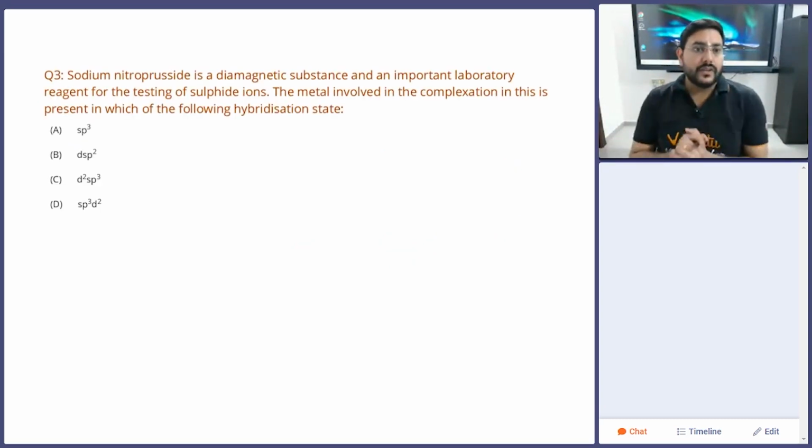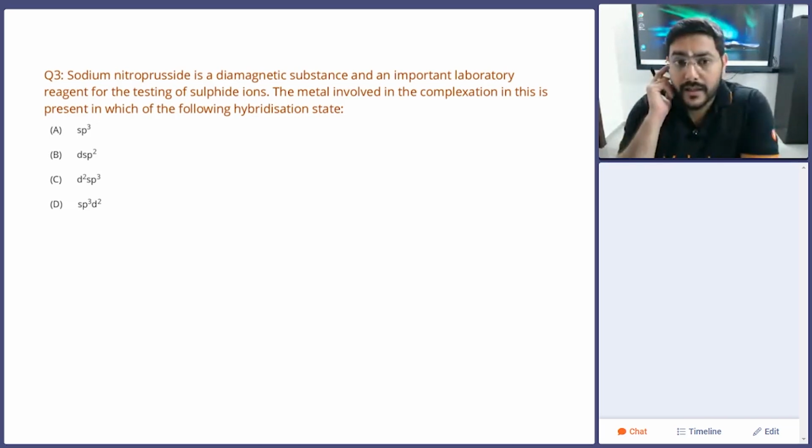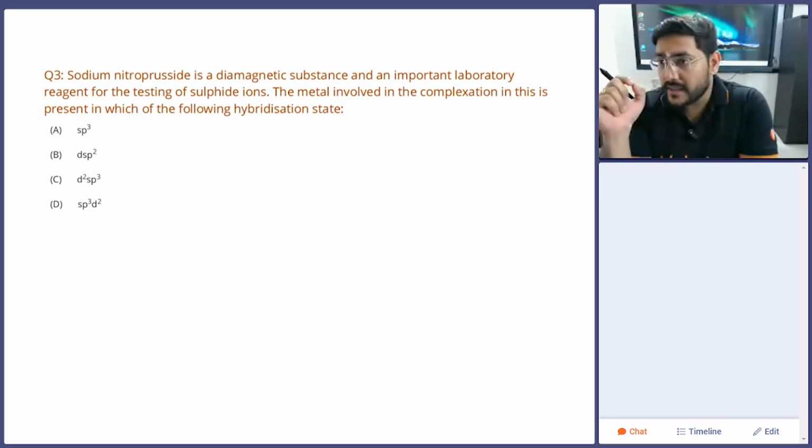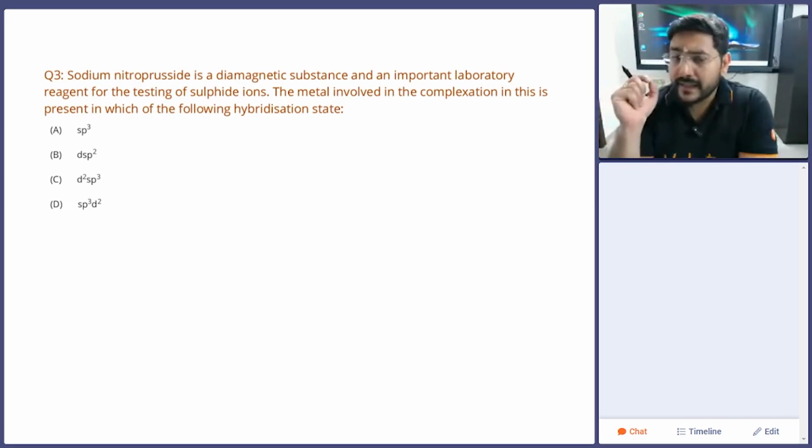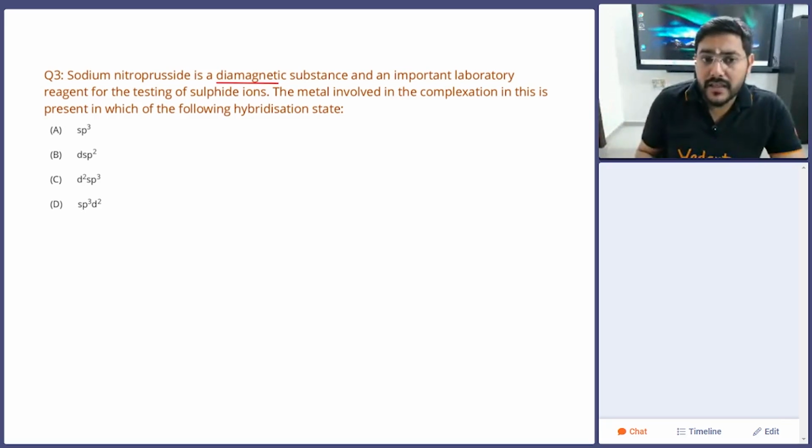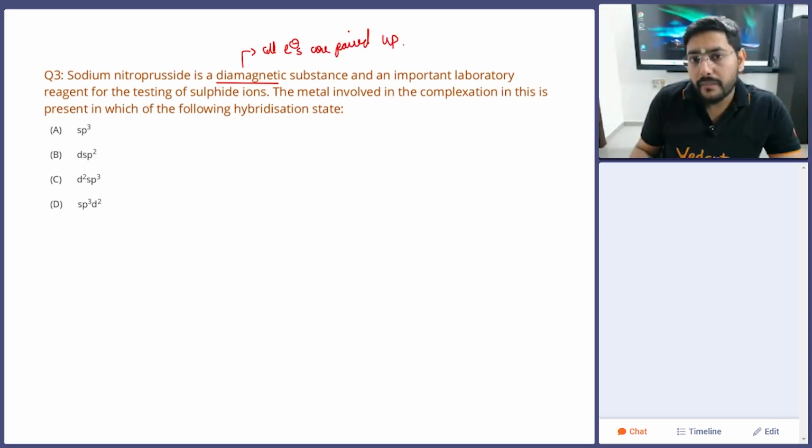Now, the next question: sodium nitroprusside is a diamagnetic substance. What is a diamagnetic substance? Diamagnetic substance means there is no unpaired electron. All electrons are paired up. Yes, all electrons are paired up. And it is an important laboratory reagent for the testing of sulfide ion.